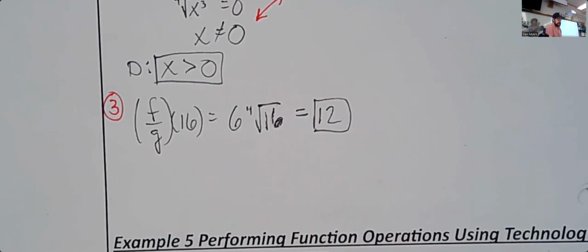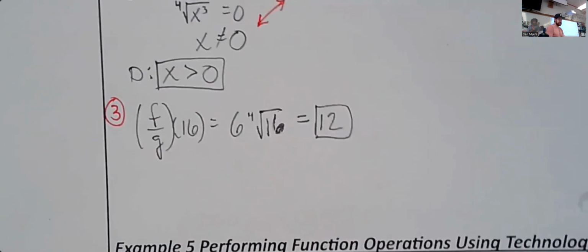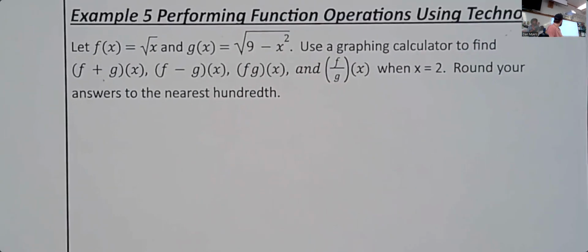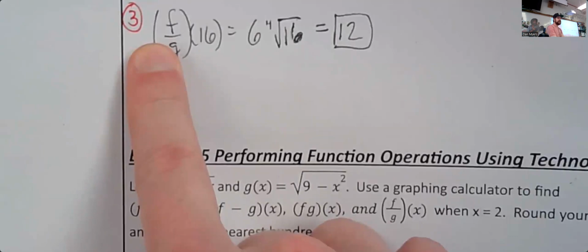So example 5, there's a few things we're going to do here. We're going to take our f of x and our g of x, and it says to use a graphing calculator to find f plus g of x, f minus g of x, f times g of x, and f divided by g of x, when x equals 2. So all we need to do here is evaluate. We don't have to write out step 1 from up here. We don't need to write out the domain, step 2. We're just doing step 3 for each of our functions here.